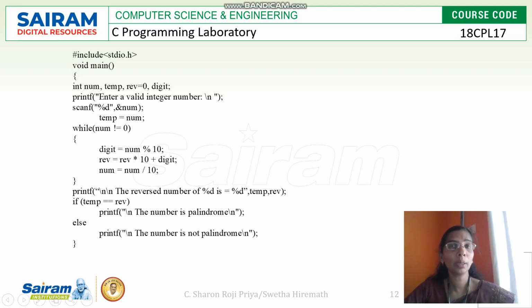Until your number becomes 0, this process will be repeated. Once num becomes 0, it will come out of the while loop and this reverse value will be checked with the original one. For this checking purpose only, I have stored this original num value in temp. So this reverse number will be checked with the original one. If both are same, I'll print the message as palindrome. If not, it is not a palindrome number. At the same time, according to the question, you are supposed to print the reverse value also. So we can see the execution part.